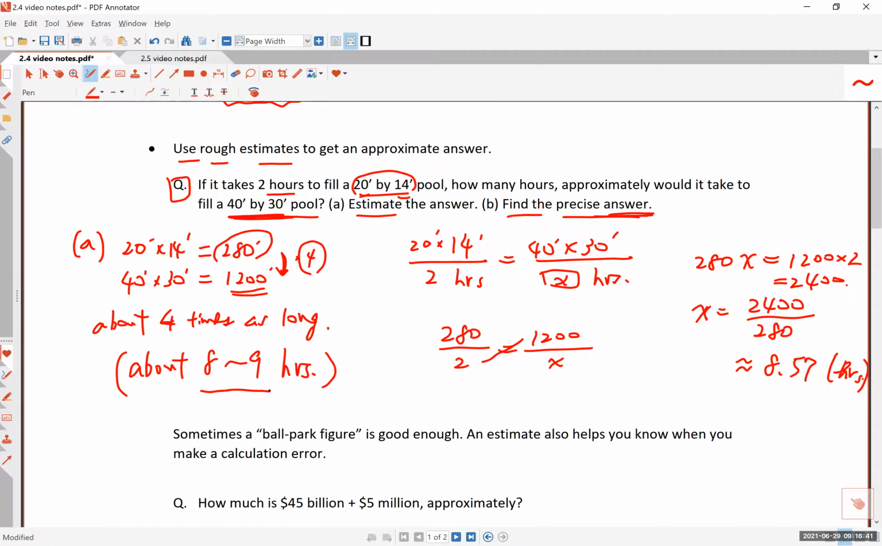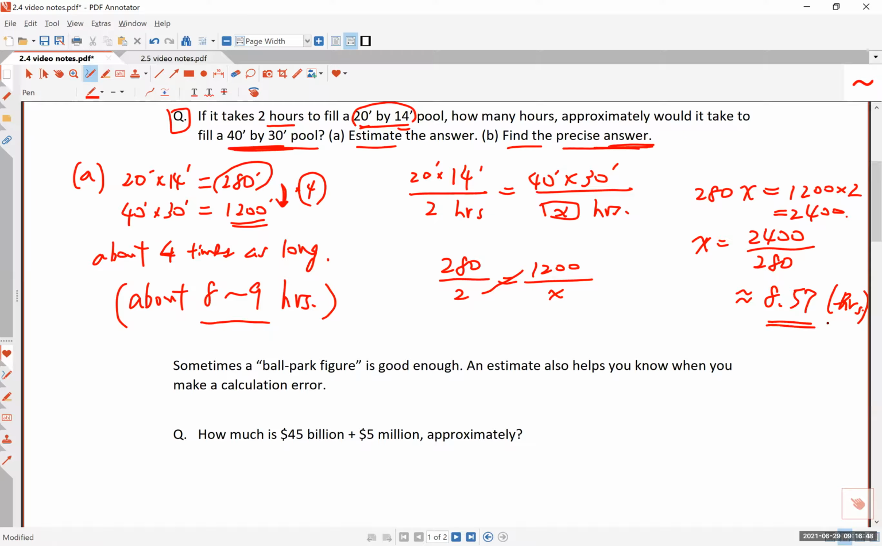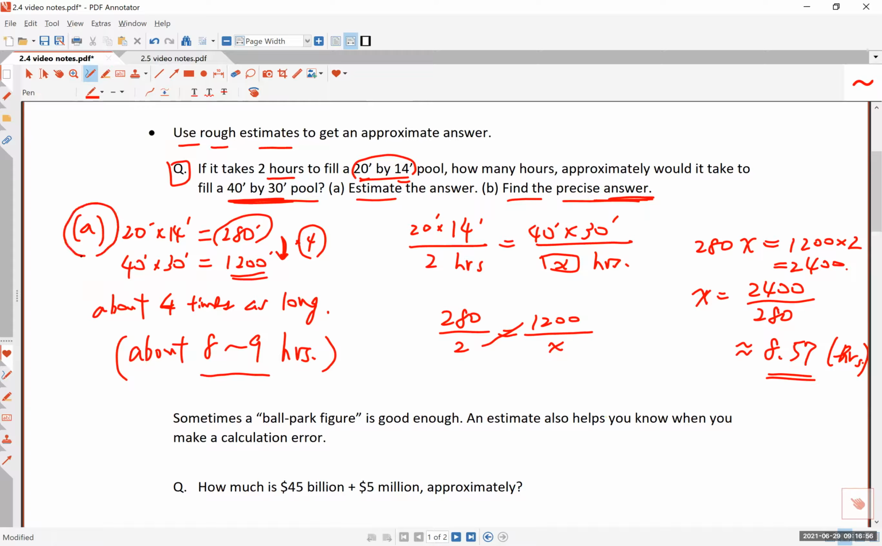Our estimate at the beginning was between 8 and 9 hours. So this is very much within our estimated range. And so this is the correct answer. Okay. Now, again, the emphasis here is trying to figure out this part. This is what we are focusing on. Okay. Can you estimate just by looking at, comparing the sizes of the pools? Can you figure out approximately how long it would take? And so this is the correct answer here.